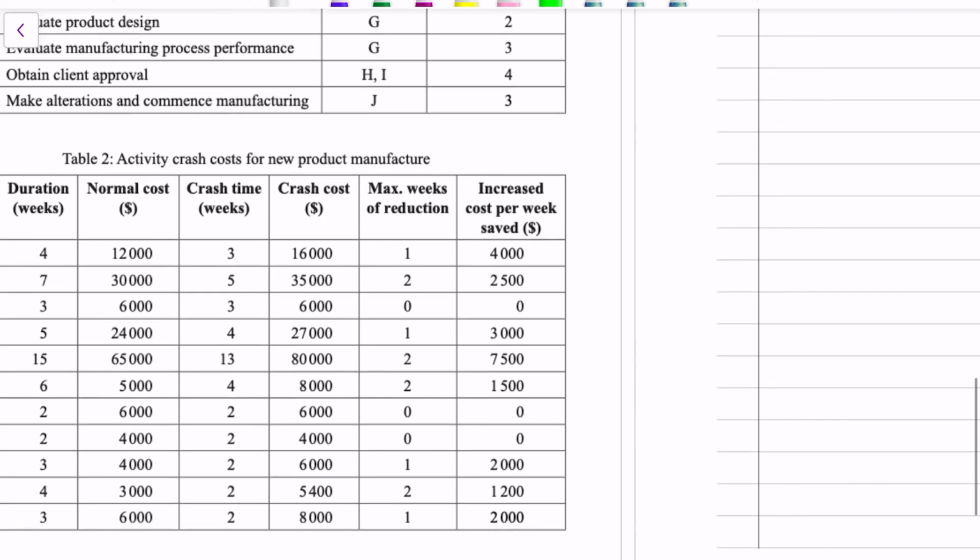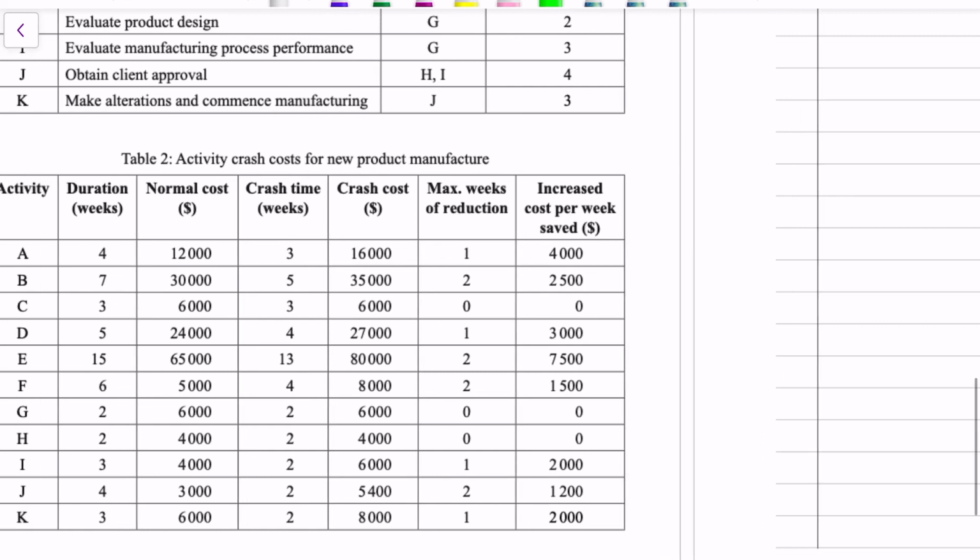Which ones are the most increased cost per week saved? So we've got some costs for the activity, normal costs. If we crash them, we can reduce their time, but it costs a certain amount of money. And that's why they've given us this variable here, cost per week saved, because we want those numbers to be low. Increased cost per week saved. So if we look at that one, for example, 1200, that's the cheapest. Task C, G, and H can't be crashed.